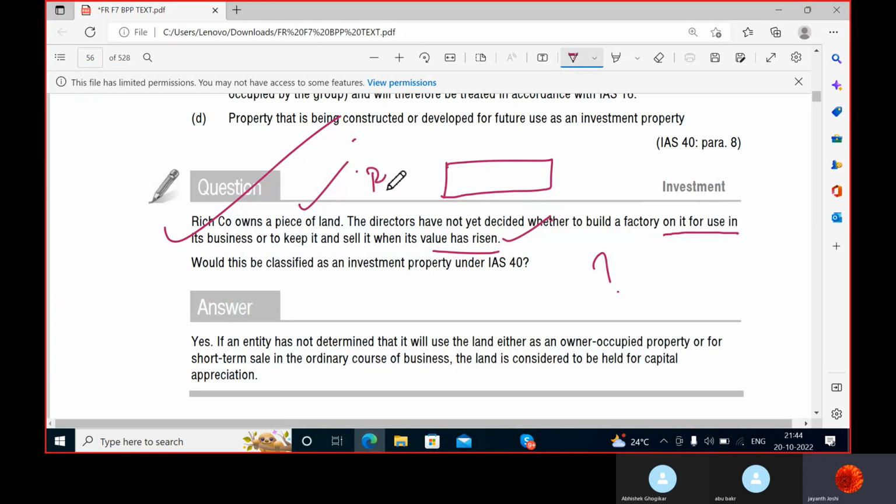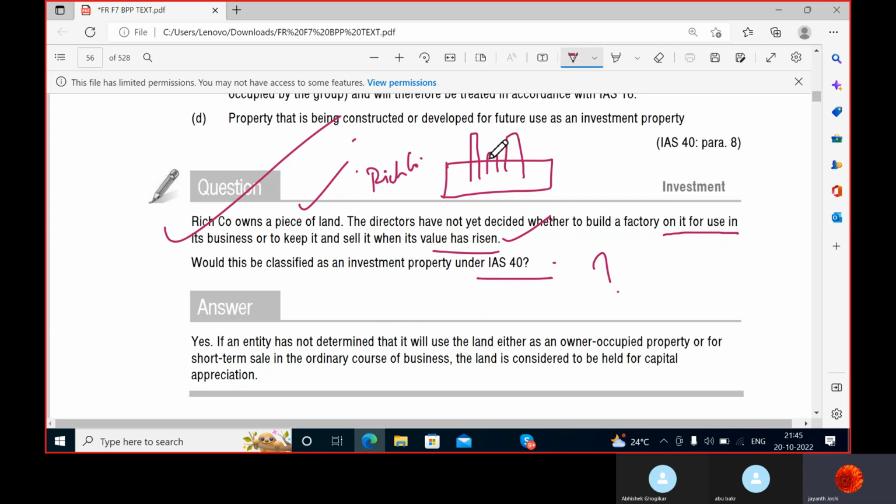So this is the rich company and it owns the piece of land. This is the land they own. And the directors have not yet decided whether they want to build a factory on this, for use in its business, or keep it and sell it when its value has risen. So these two things they have not decided. So would this be classified as an investment property under IAS 40?